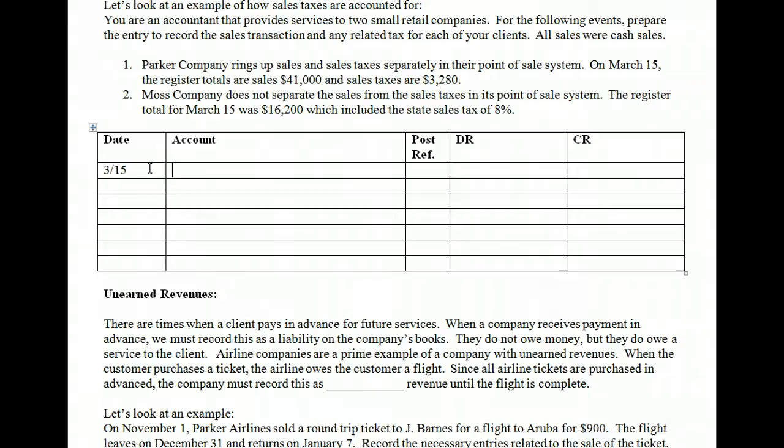Well, remember all sales were cash, so the company would have received cash. Now, how much cash? Well, in this case, notice they ring it up separately, so they would have received $41,000 in cash from the sales, plus they would have received $3,280 for tax. So in total, they would have received $44,280 in cash.